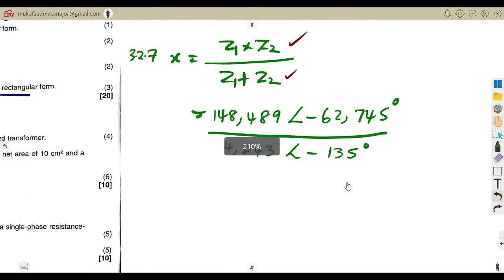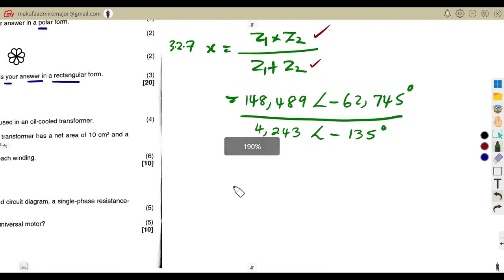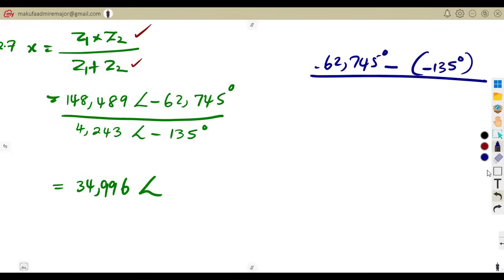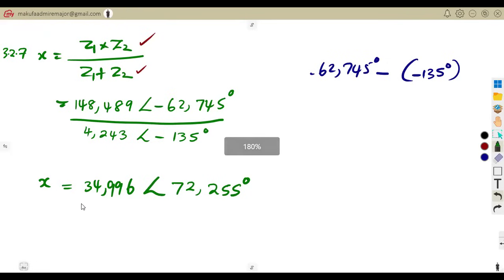As you can see, we are just back to division in polar form, where the numbers have to be divided on their own and the angles have to be subtracted, as we have been using before. So if you divide these two numbers, you are going to get 34.996. Then the angles you subtract: negative 62.745 minus negative 135 degrees. Your calculator knows all this, do not worry about it. It will simplify this for you. You're going to get 72.255 degrees. This is what our x is representing.